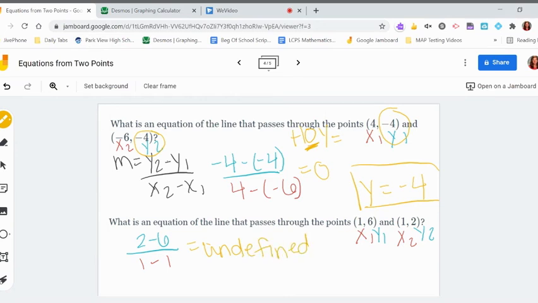Okay? So for this one, that's actually going to be our vertical line. Undefined slope is x equals. So if you look at it, my x's are the same. They're both 1. And that is your equation. So those are special ones. If you see a number repeats, both of the y's repeat or both of the x's repeat, it's going to be one of these special ones.